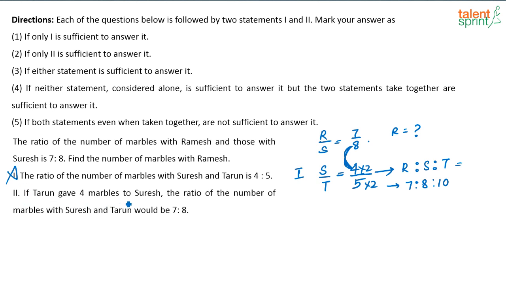Statement 2 says if Tarun gave 4 marbles to Suresh, then Tarun will have T minus 4 marbles, and Suresh will now have S plus 4 marbles. The ratio of the number of marbles of Suresh to Tarun would be 7 is to 8, so S by T will become 7 by 8. Again, using the second statement and the information given in the question, I cannot arrive at the answer. I have to find out the value of R, which I cannot.